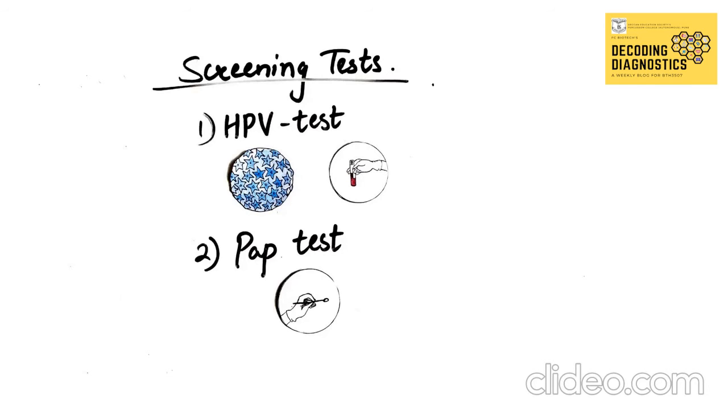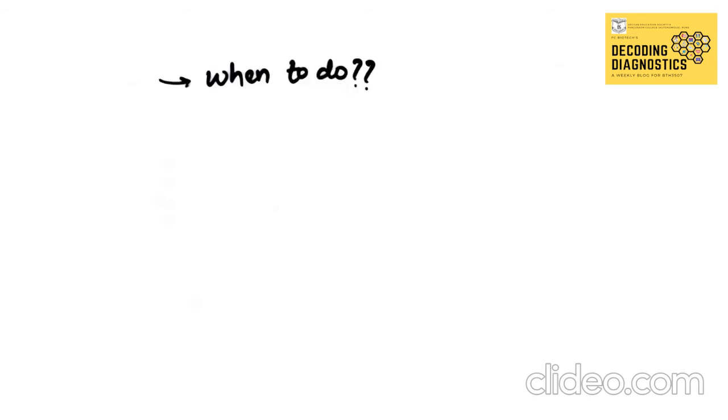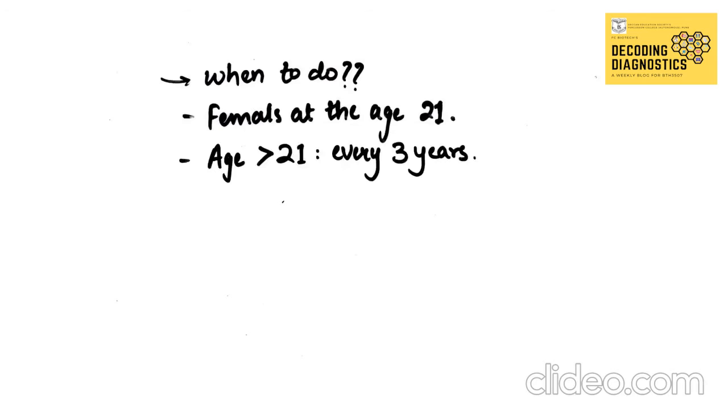Pap test. The cells of the cervix are scraped using a spatula or a brush and are then sent to a laboratory for observation. It is checked whether the cells are normal or abnormal. It is to be noted that screening tests are not diagnostic tests. I repeat, they are not diagnostic tests, and further tests have to be done to diagnose precancer and cervical cancer.